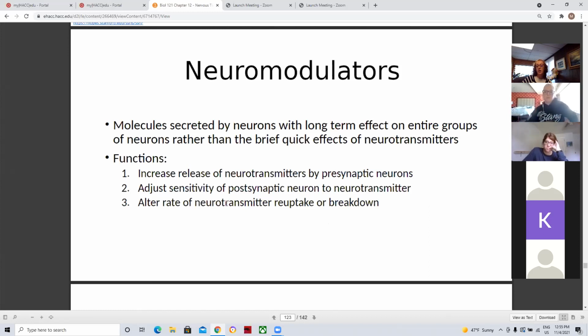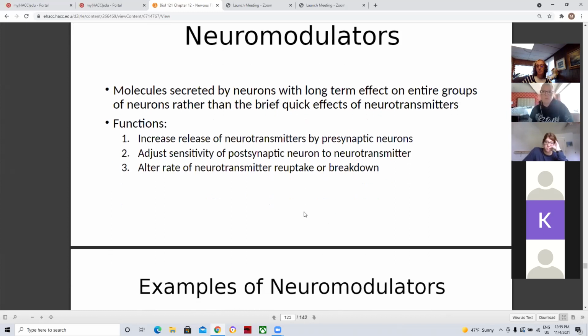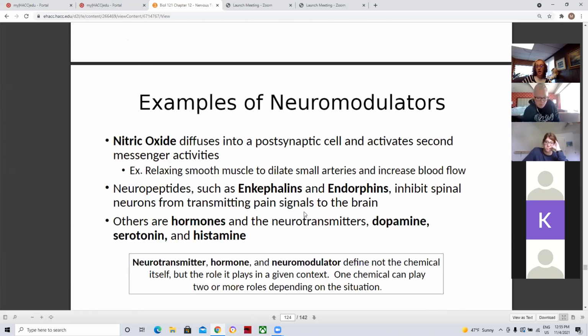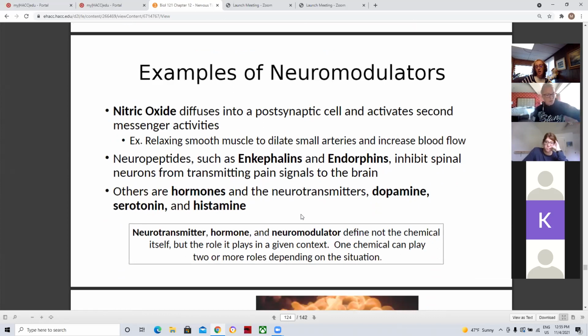Because it alters the rate of neurotransmitter reuptake. Nitric oxide is an example of a neuromodulator. That is a gas that diffuses into postsynaptic cells and activates second messenger systems. So this is cyclic AMP. It relaxes a smooth muscle to dilate small arteries and increase blood flow. This is why Viagra works so well.